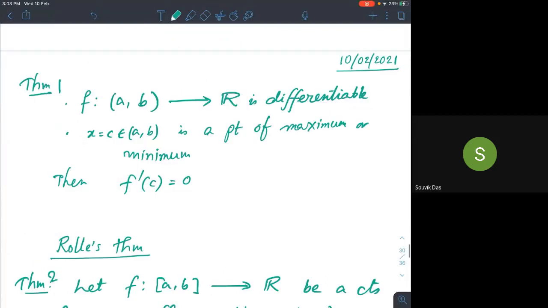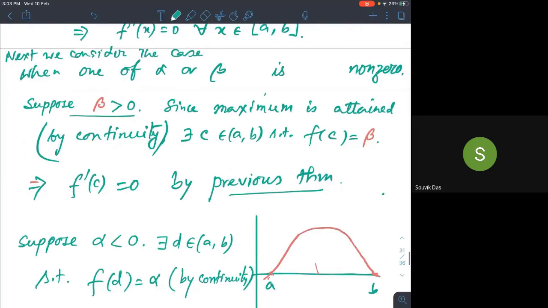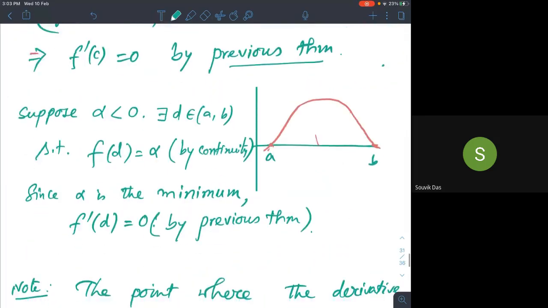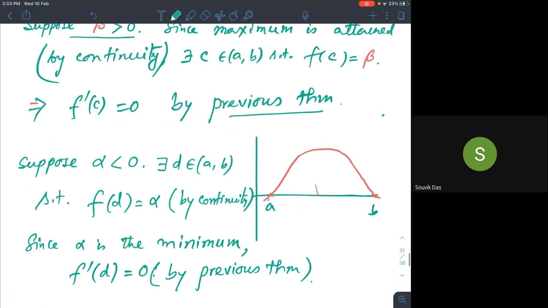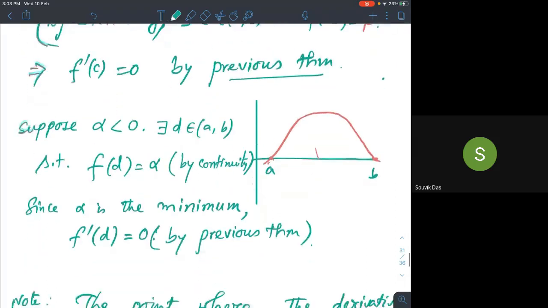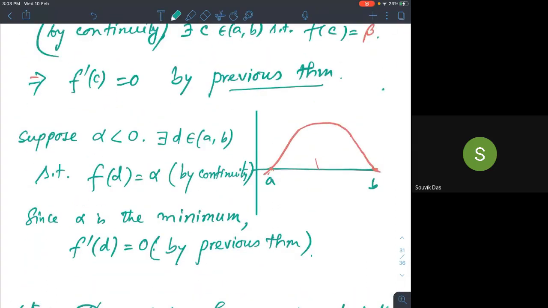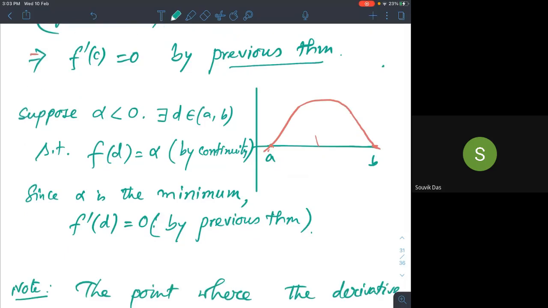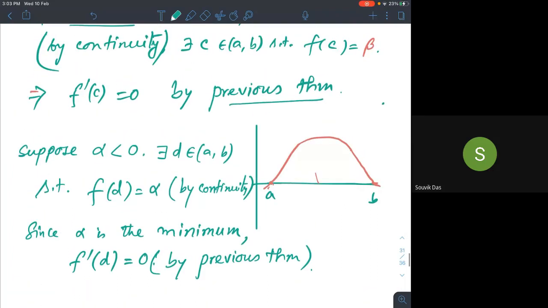There exists a point of maximum or minimum. Here a point of maximum is there, so f prime c equals zero. In the other case, where the minimum alpha is less than zero, again by continuity there exists a point d such that f(d) equals alpha, and d belongs to the open interval (a,b). So d will be the point of minimum, therefore f prime d equals zero, again by the previous theorem. This proves Rolle's theorem.